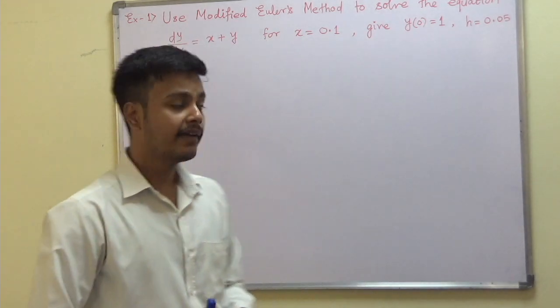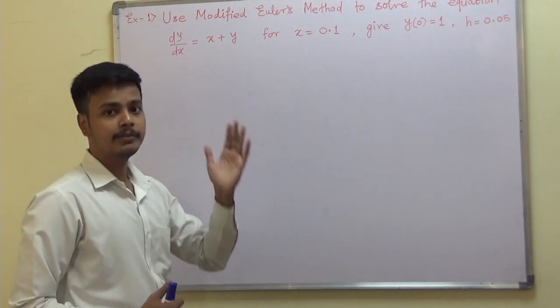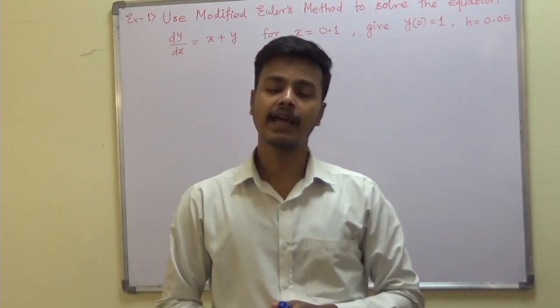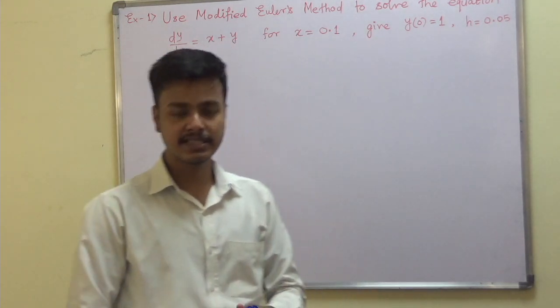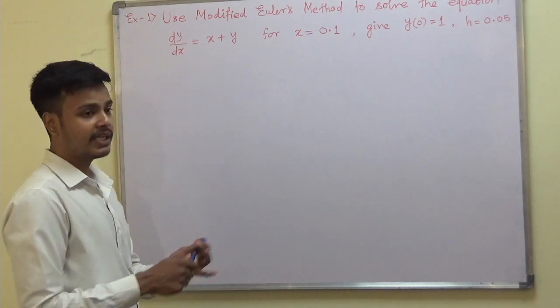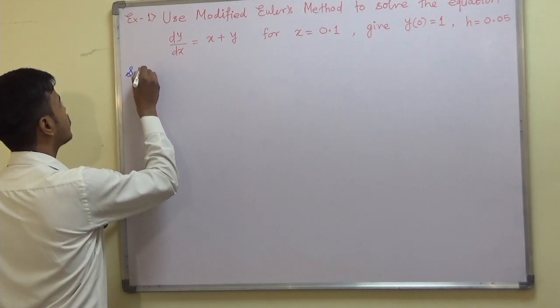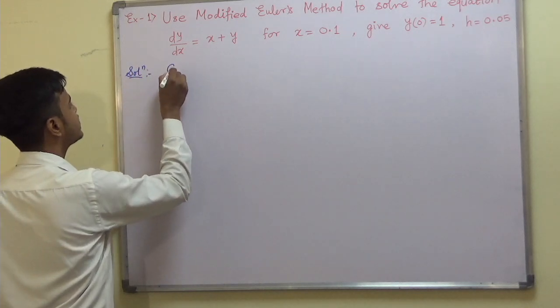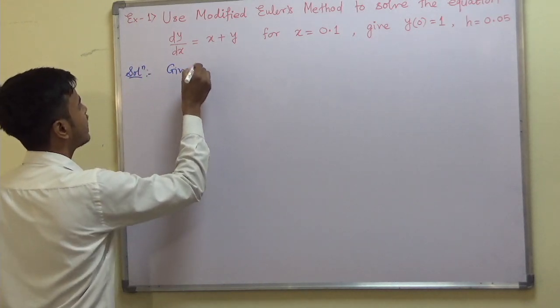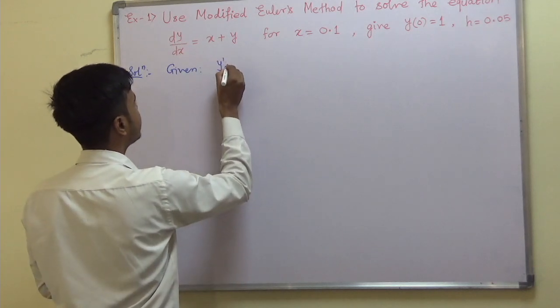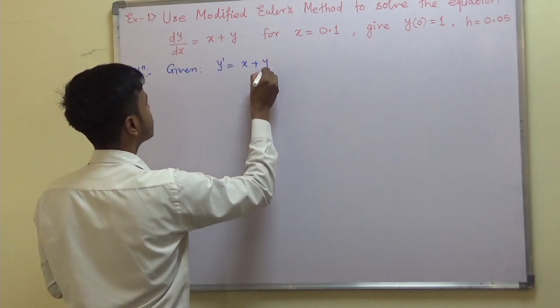Hello everyone, and I welcome you all to the very first problem on Euler's modified method, whose procedure we have just discussed. Okay, so let us start with the given thing. So in the solution, you always start with the given thing. So what is given? We are given that dy by dx, that means y dash, is equal to x plus y.